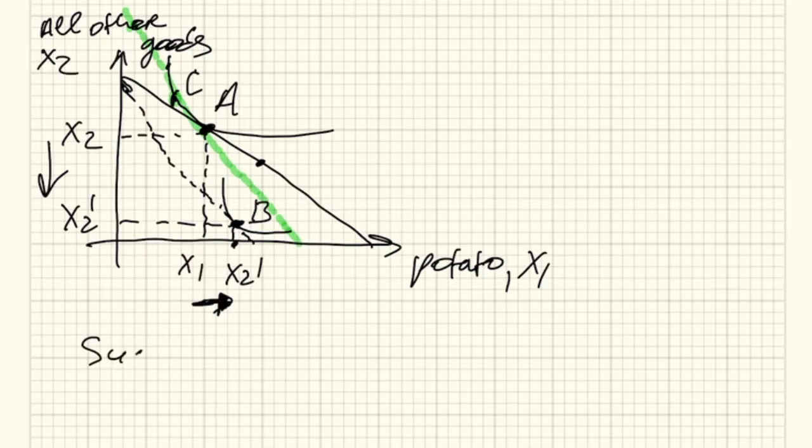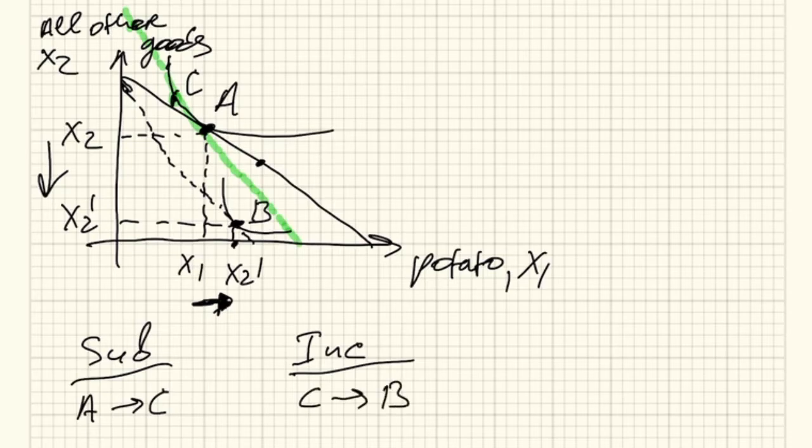So here's your substitution effect, is moving from A to C, because remember the substitution effect always shows how much people are willing to substitute away from relatively more expensive goods, and in this case it's a potato, to relatively less expensive good. And your income effect is moving from C to B. You can see here on this graph that income effect is huge. It's so huge it overwhelms the substitution effect.